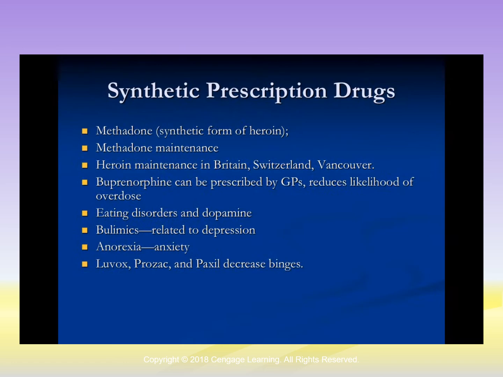Okay. Eating disorders are associated with dopamine deficiencies, and so it's not uncommon for an antidepressant or other medication to be prescribed for that. Bulimia is largely related to depression, whereas anorexia is related to anxiety. It's even in the name, anorexia nervosa. Okay. And several medications, including Luvox, Prozac, and Paxil, can decrease binges.